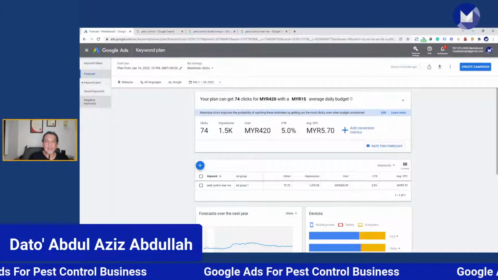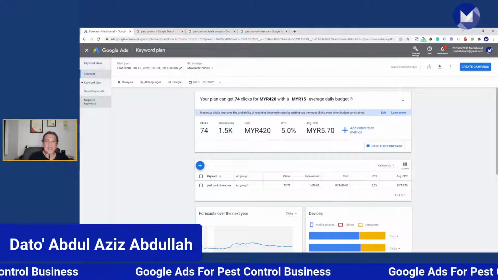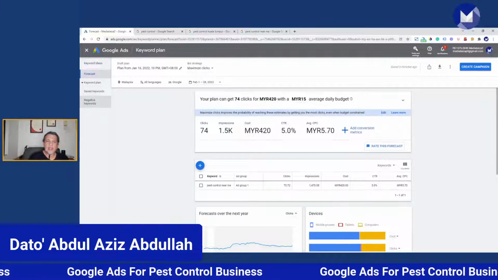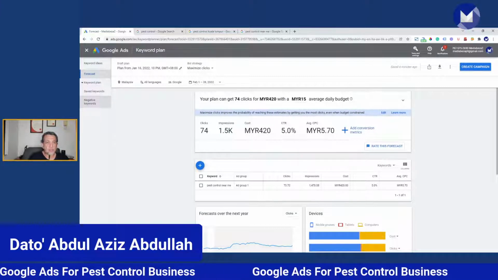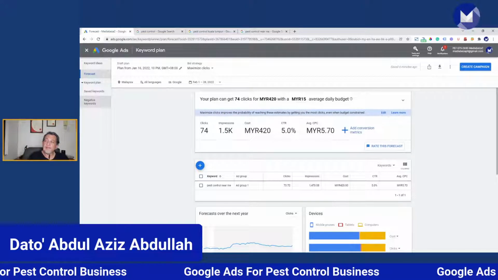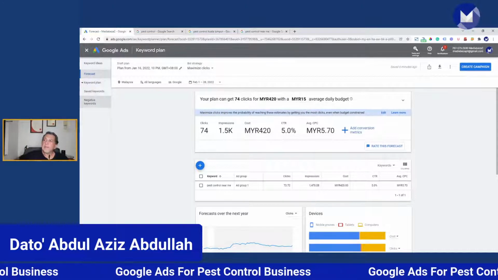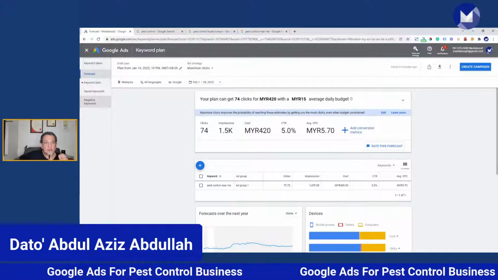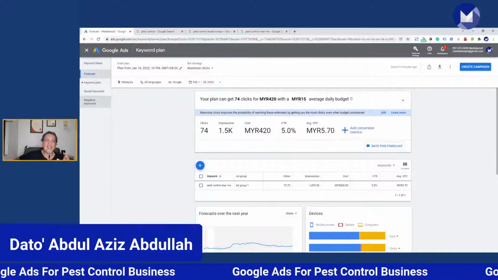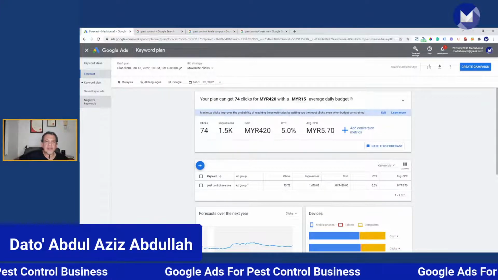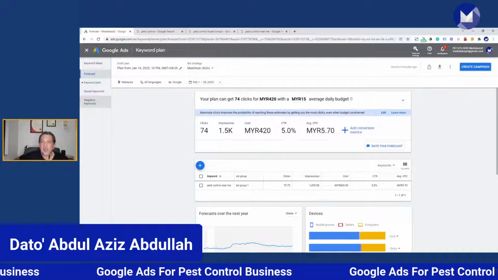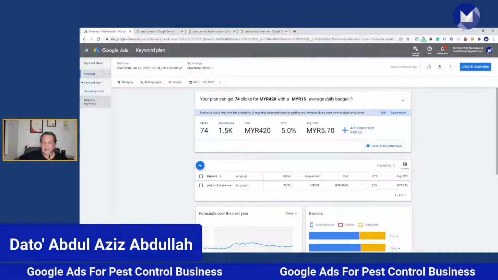So I hope I've given some explanation on why, if you're in pest control business or in any other service type of business, it's good for you to try to get yourself advertised in Google using Google Ads.